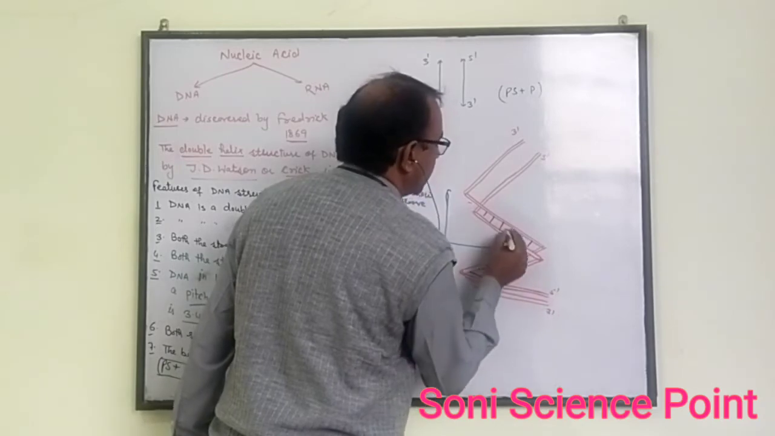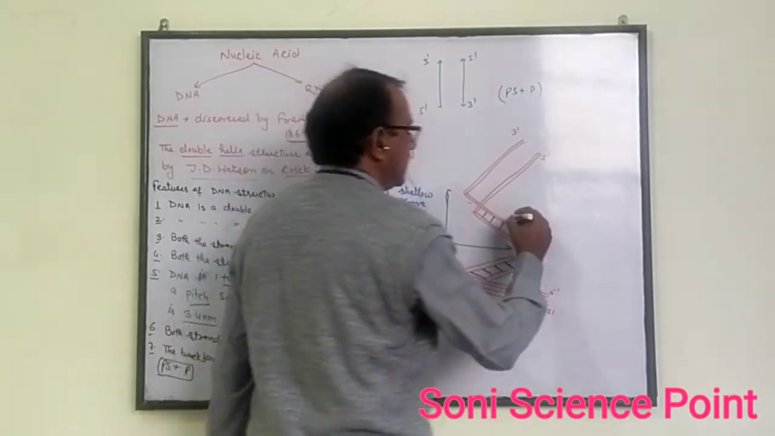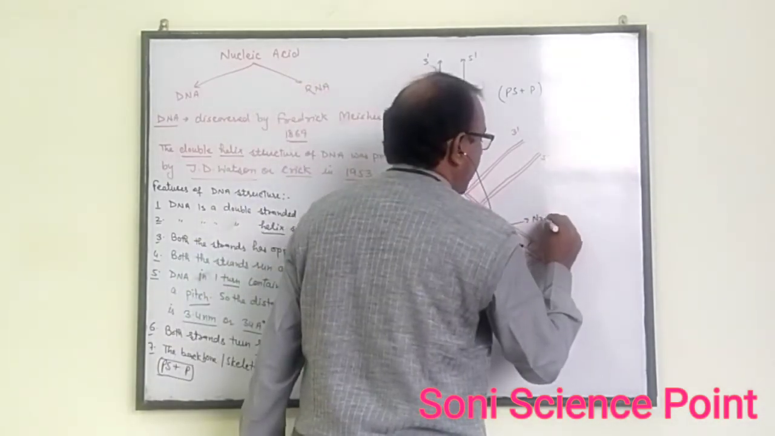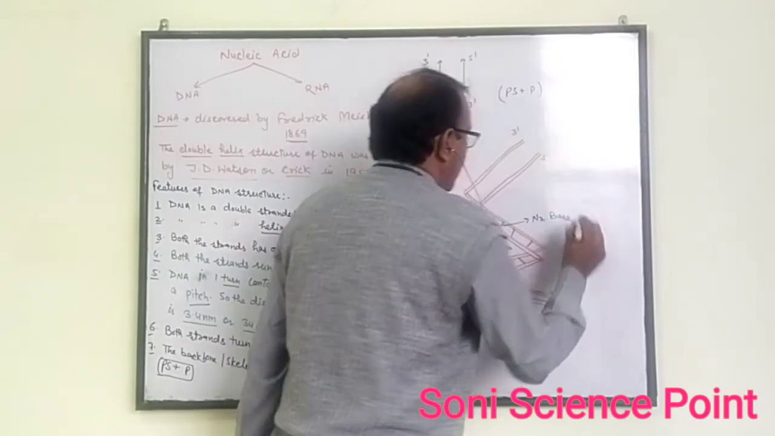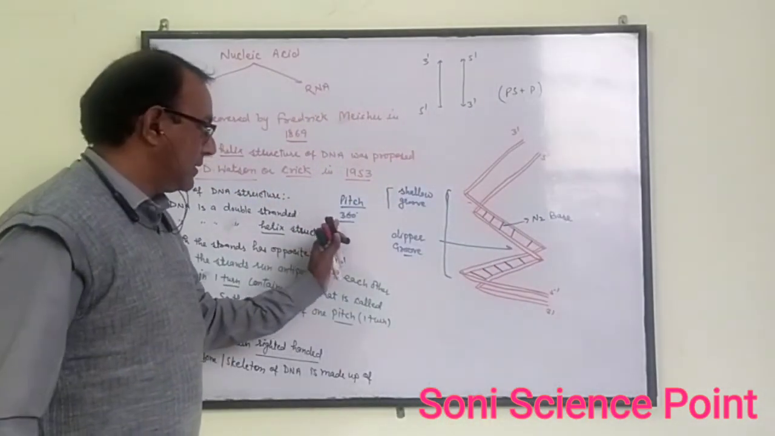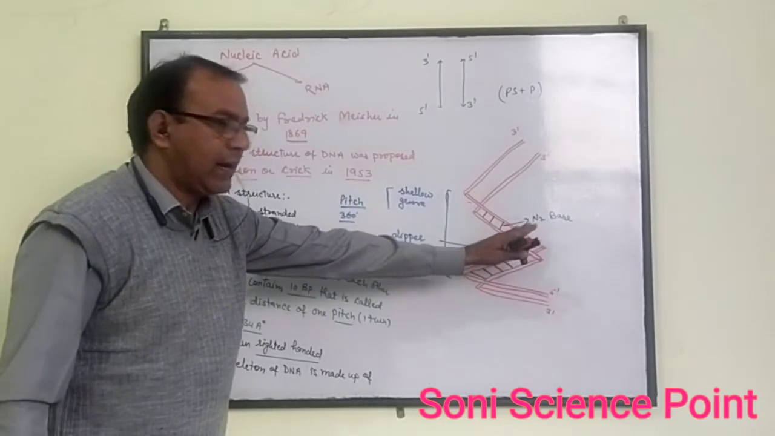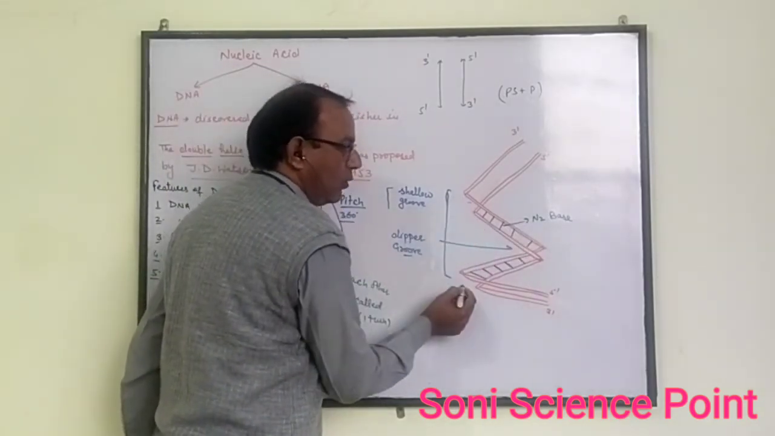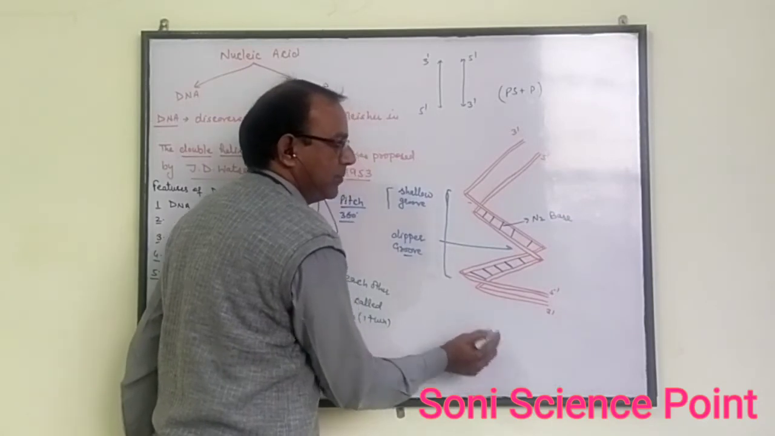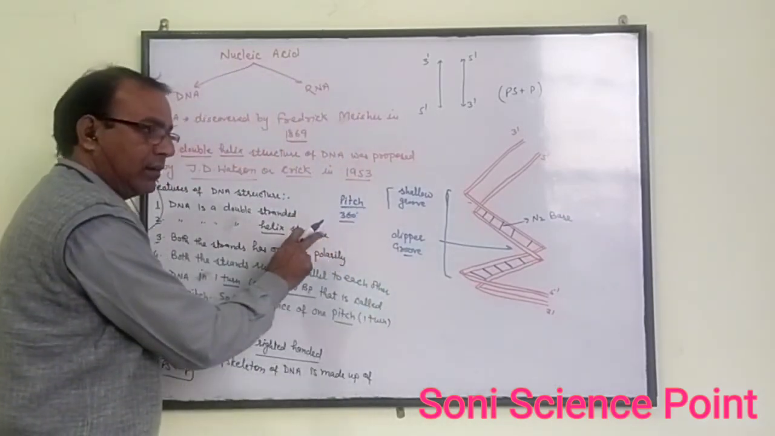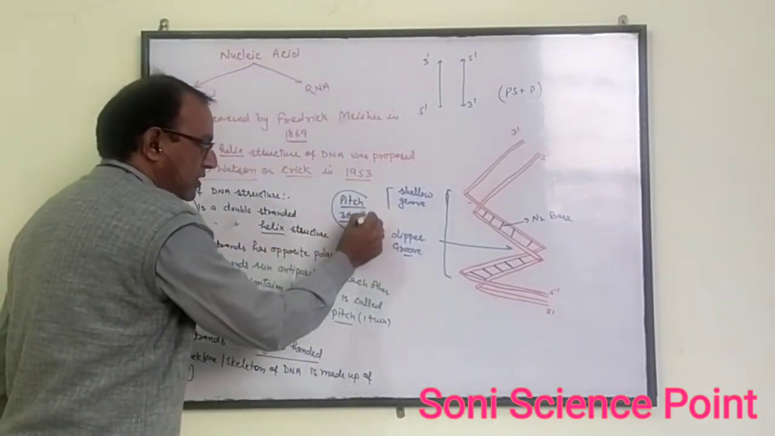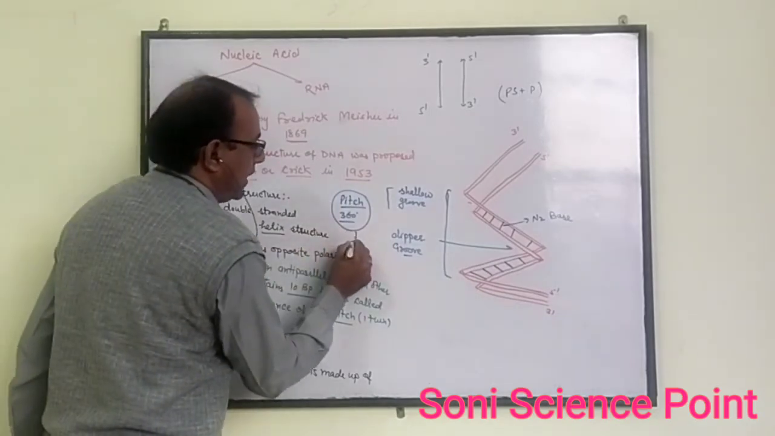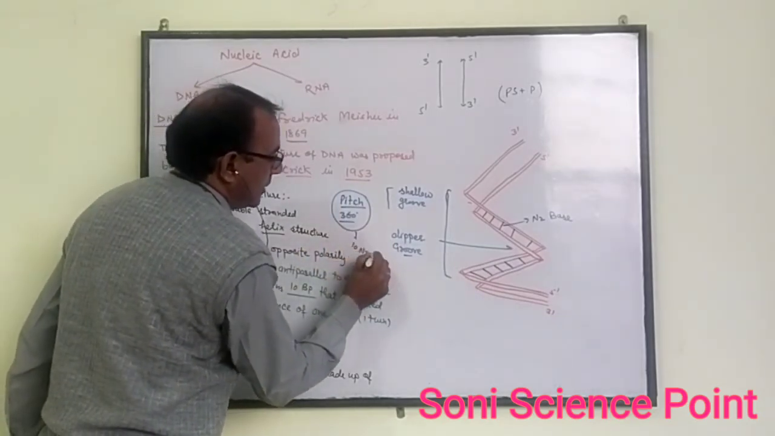Both the backbone strands are attached with the nitrogen bases. One turn contains 10 nitrogen bases. From shallow groove to shallow groove, or deeper groove to deeper groove, that is called a pitch or a turn, and it turns at a 360 degree angle, which contains 10 nitrogen base pairs.